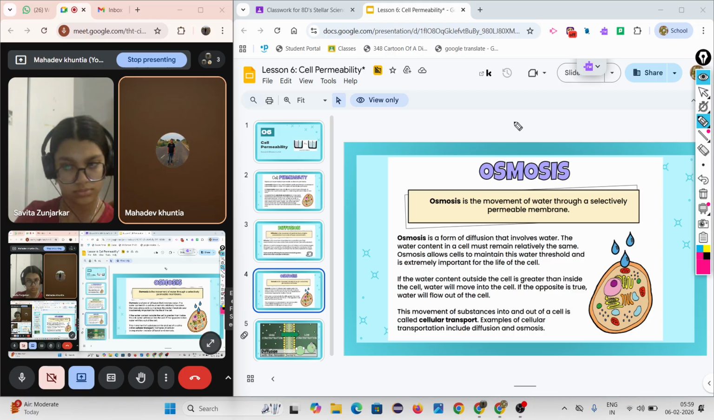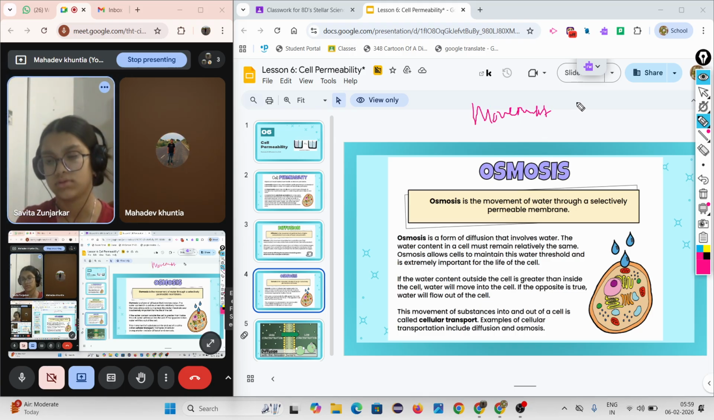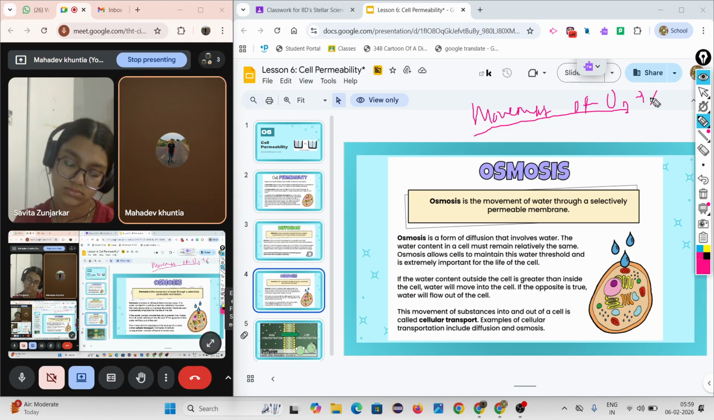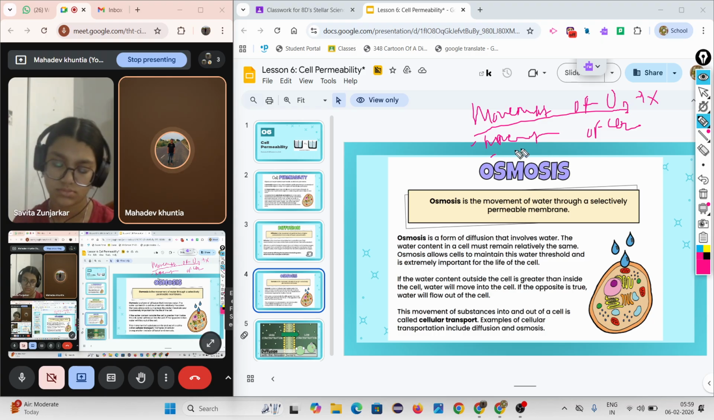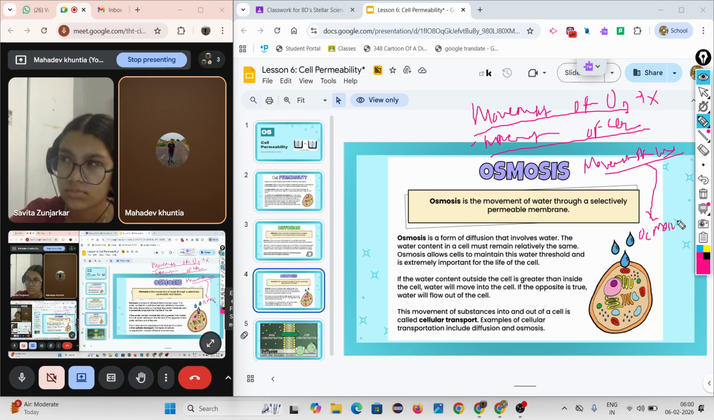I don't exactly get it, but movement of oxygen? There is no definition for the movement of oxygen. Movement of carbon dioxide? There is no definition for the movement of carbon dioxide. But movement of water has a definition called osmosis. So basically, diffusion is like the movement of water, osmosis.